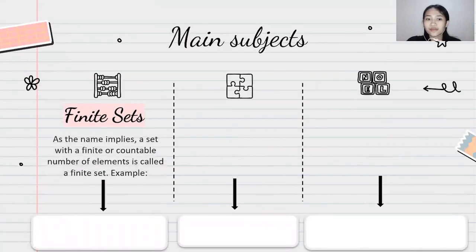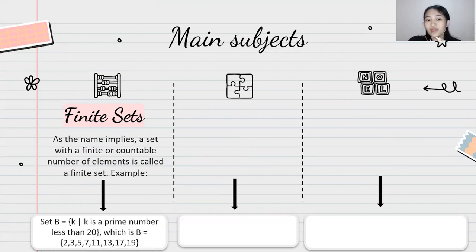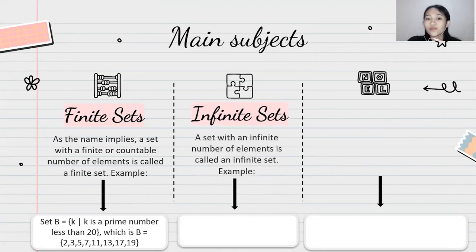Finite set. As the name implies, a set with a finite or countable number of elements is called a finite set. For example, set B is {k : k is a prime number less than 20}, which is set B is {2, 3, 5, 7, 11, 13, 17, 19}. Infinite set. A set with an infinite number of elements is called an infinite set. For example, set C is the multiples of 3.